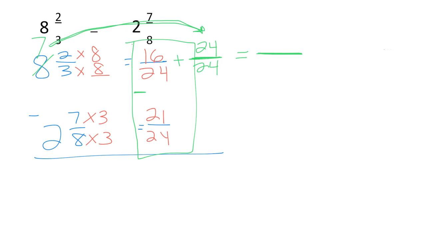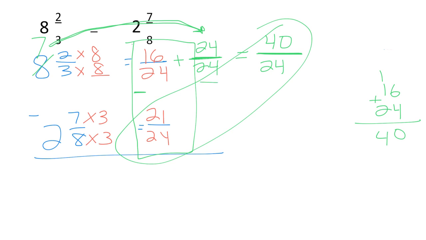Okay, so I'm going to go ahead and add. I know my denominator is going to stay 24. So right now what I'm doing is 16 24ths plus 24 24ths, which is equal to 40 24ths. And I could do that addition over here too. 40. And now, looking at this, can I subtract 40 minus 21? And the answer is yes.